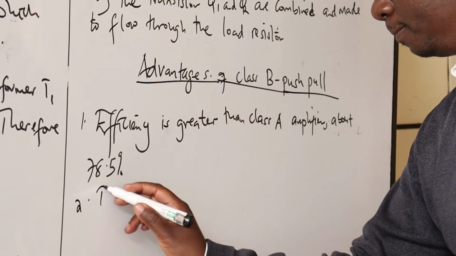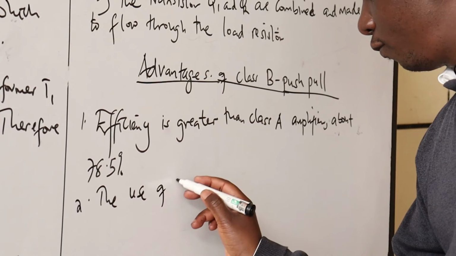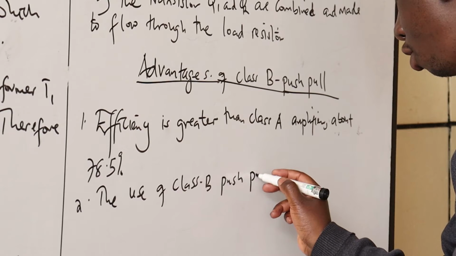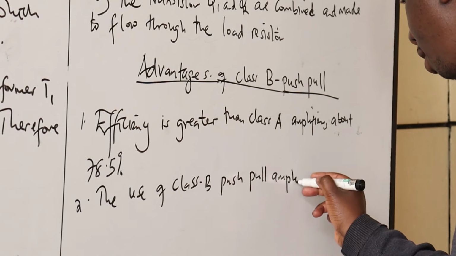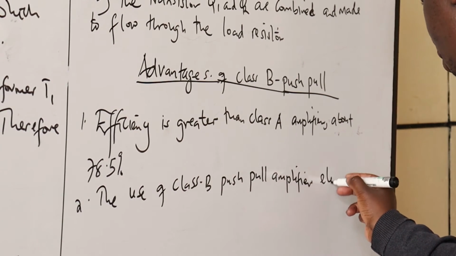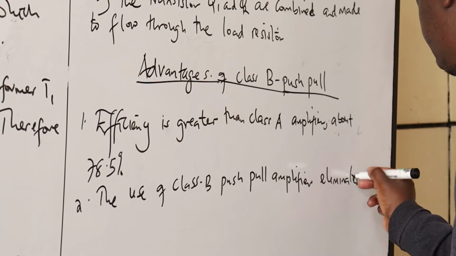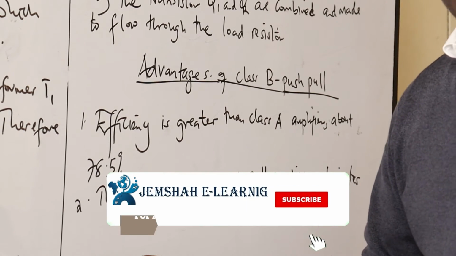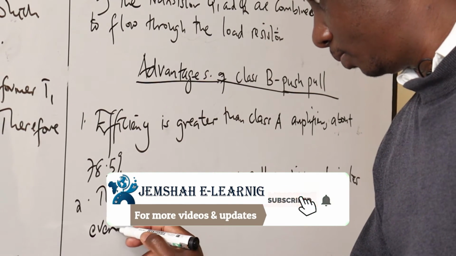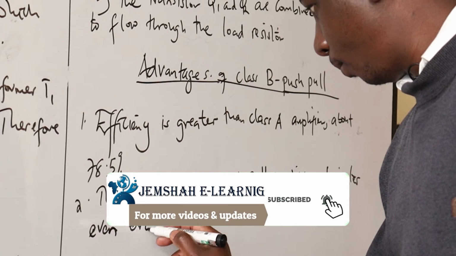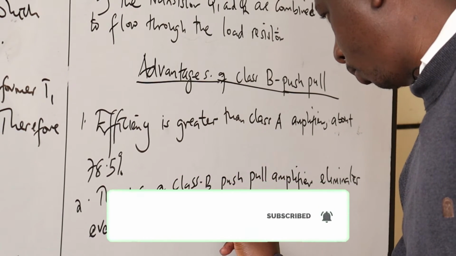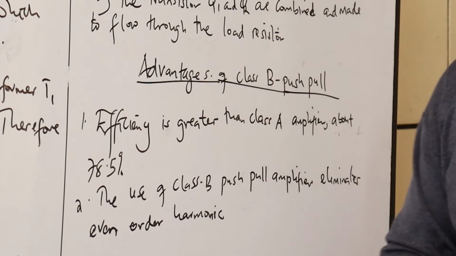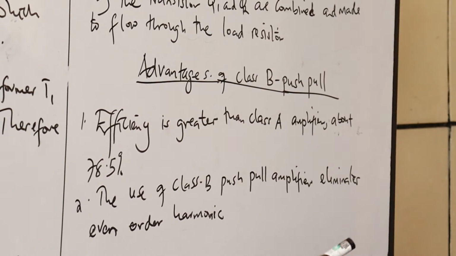Number 2, the use of class B push-pull amplifier eliminates even order harmonics in the AC input cycle.